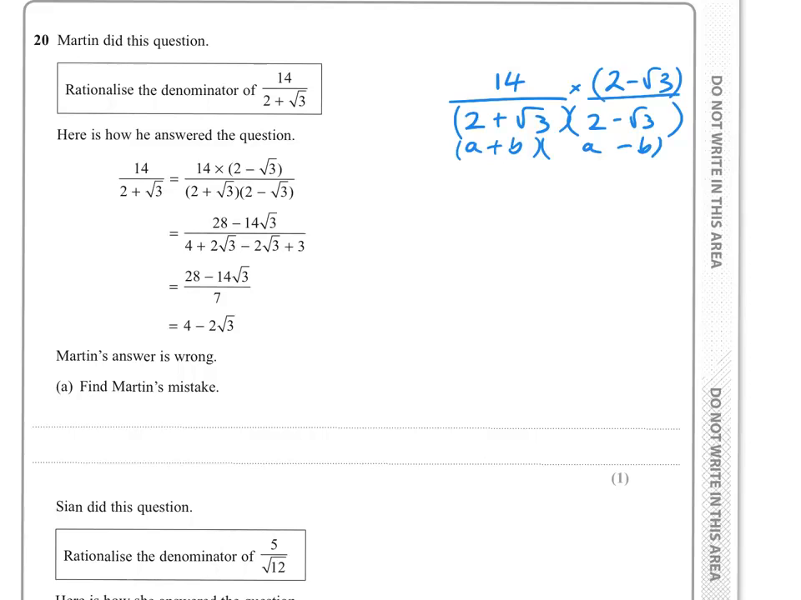So what I'm going to be left with here is 14. I'm just trying to write down as much as I can here to follow what's going on. So we've got 2 plus root 3, 2 minus root 3, so it's fine so far. Then it looks like he just multiplies the top out.